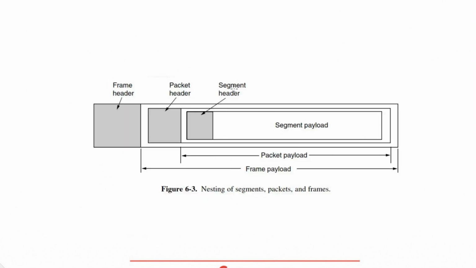Now, as you know, every layer has its own header. If you are using the network layer, then most probably this will be an IP header. If you are using the data link layer, then there will be some Ethernet header or HDLC header or PPP header, something like that, depending on the protocol that we are using at the data link layer. Similarly, the transport layer also has its own header, and there are generally three protocols that we use at the transport layer. One is TCP, one is UDP, one is SCTP.